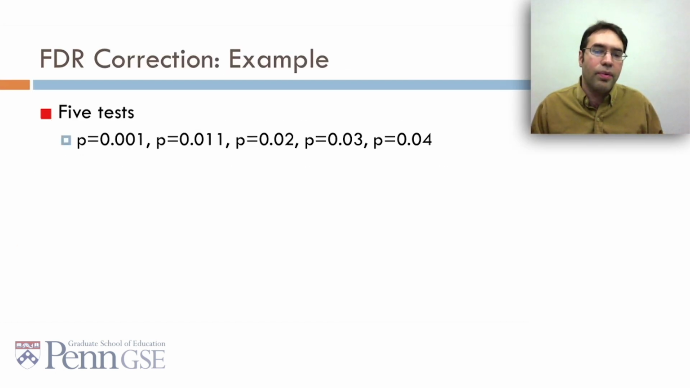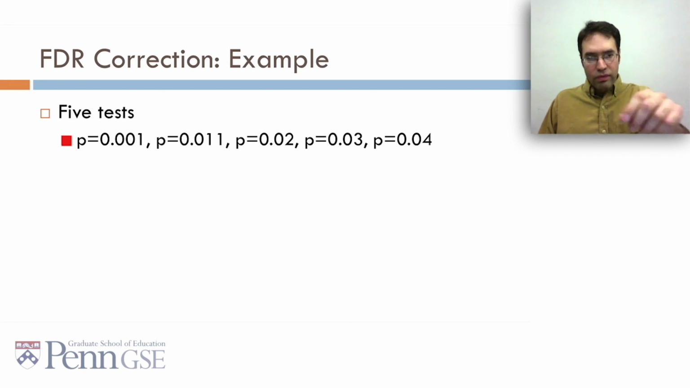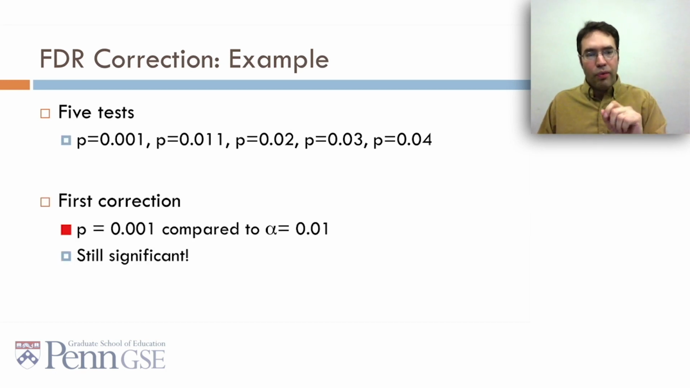So let's take the example that we looked at earlier with Bonferroni. You may remember that with Bonferroni, we're going to throw out 4 of these 5. With FDR, we're going to look at them. We got 0.001. Well, we compare 0.01 to alpha of 0.1. Still significant. Same result as Bonferroni.